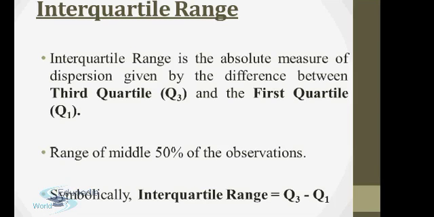Alright, before taking up a numerical problem, let's understand how it is built. Let's start with interquartile range. Interquartile range is the absolute measure of dispersion given by the difference between the third quartile and the first quartile.